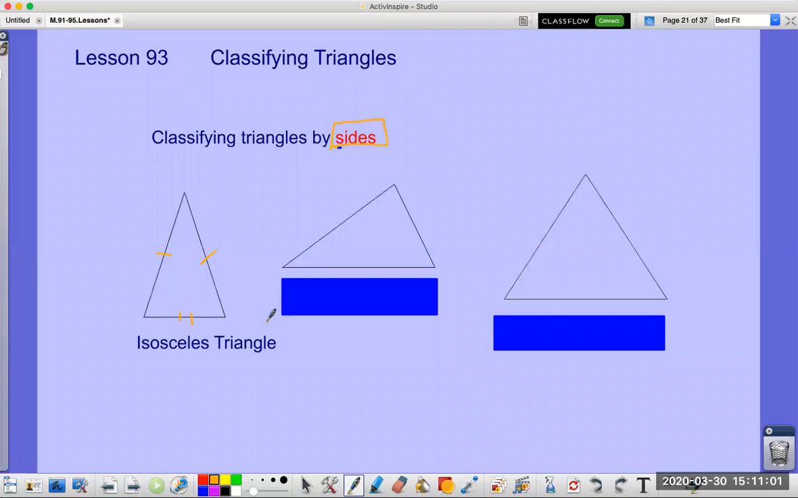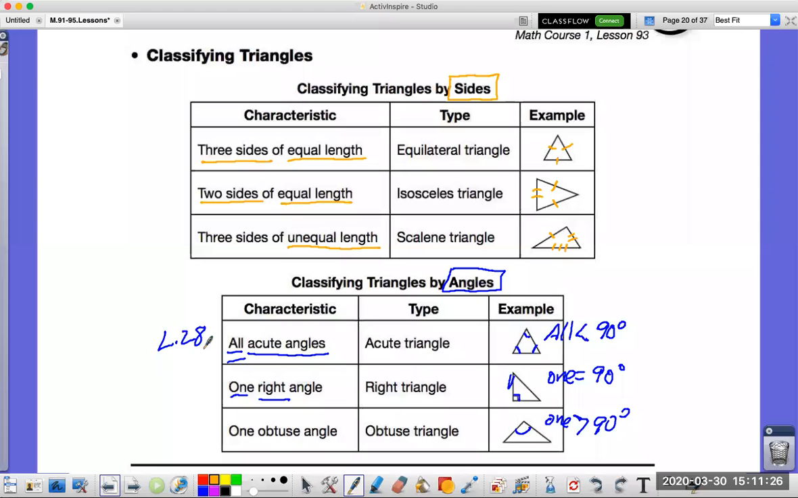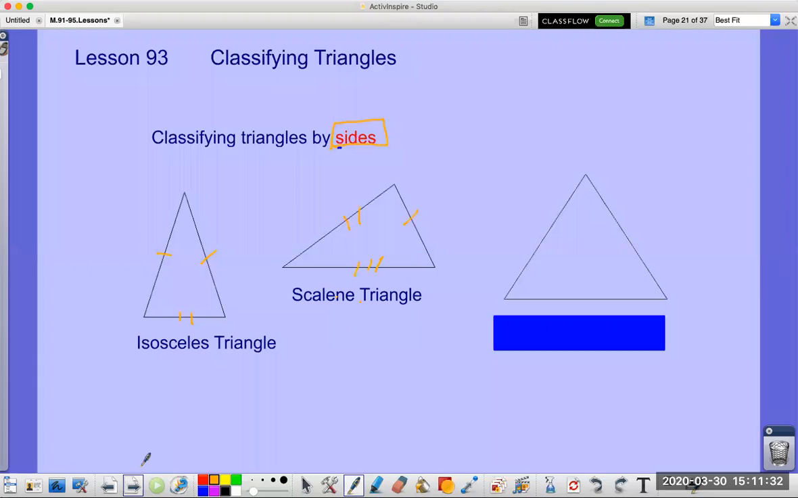What about this one? What do you think that one is? That's a scalene triangle. So in this one, you can see that this side is shorter than this side, and this side is the longest of the three probably. So you can see none of the sides equal each other. So that would be classified: three sides of unequal length makes a scalene triangle.